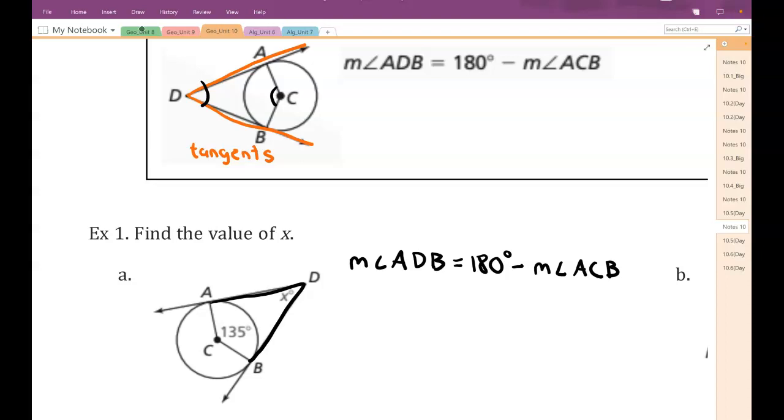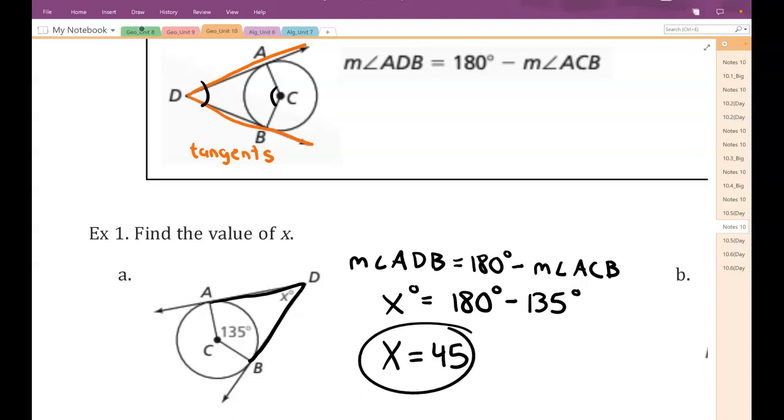Now we're at the point where we can just plug in what we know. We know we're trying to find what x is. We know it's 180 degrees minus our central angle is 135 degrees. So 135. And if we do some subtraction, you would get x is equal to 45. Nice and straightforward. Easy theorem to follow when we're given the central angle, of course.